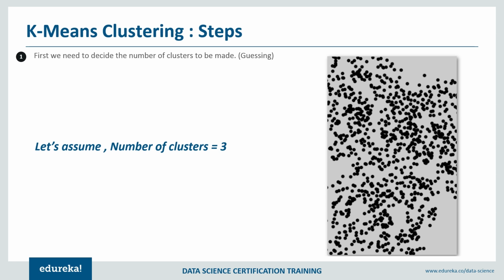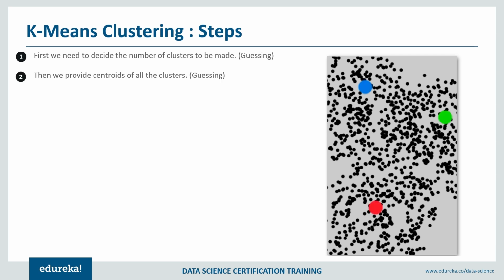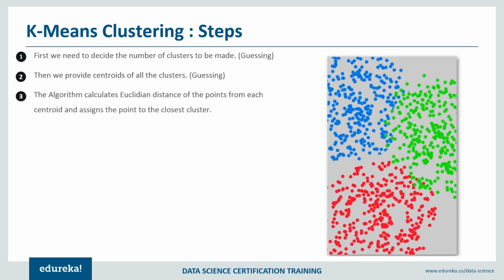So first we need to decide the number of clusters to be made. Now, another important task here is how to decide the number of clusters. We'll get into that later. So first, let's assume that the number of clusters we have decided is 3. After that, we provide the centroids for all the clusters, which is guessing.